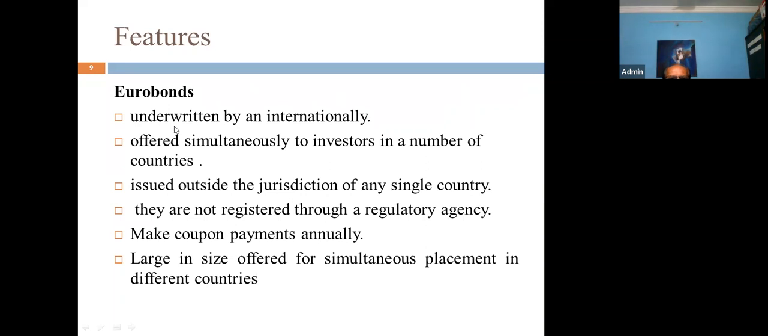Now, features of Eurobond. After global bond, Eurobond. It is underwritten internationally. Of course, it is a Eurobond, so it is internationally underwritten. Offered simultaneously to investors in a number of countries. Maybe 100 nations, 200 nations, simultaneously it can be issued, at one time, all over the world. Issued outside the jurisdiction of any single country. Jurisdiction means outside their area.